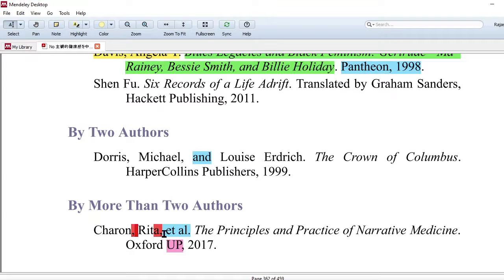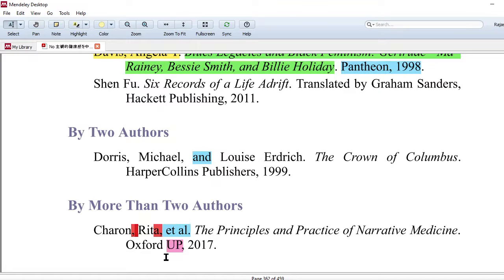Charon, Rita, comma, et al. This is very important. Et should be small. There should be a space. Then al. Then after that, full stop. I have seen many people using a comma, not a full stop. It's a full stop. Then as usual, the book name, The Principles and Practice of Narrative Medicine, and full stop.